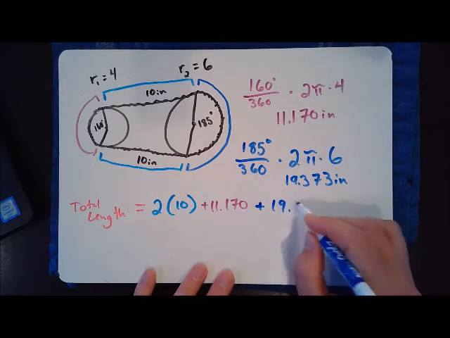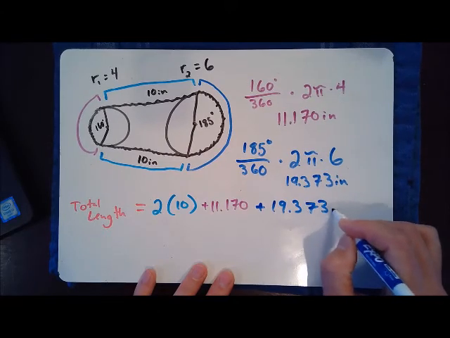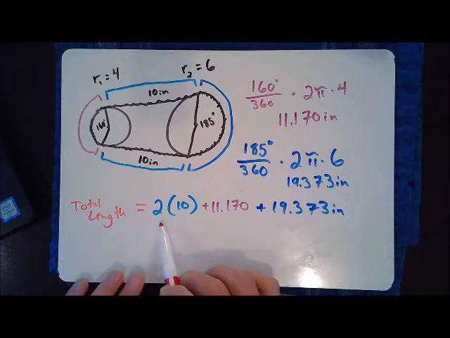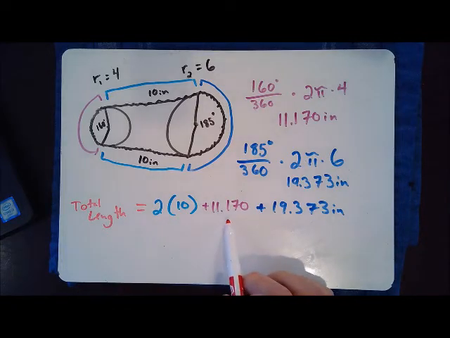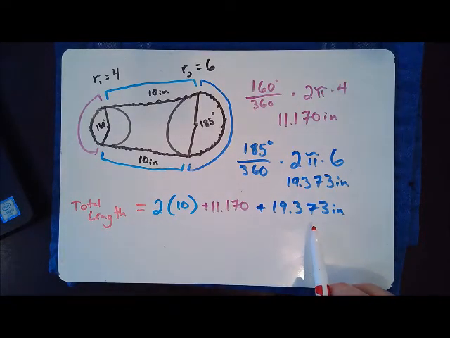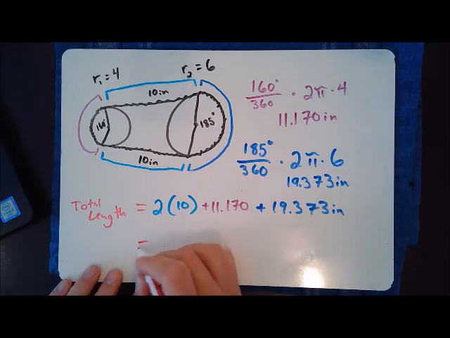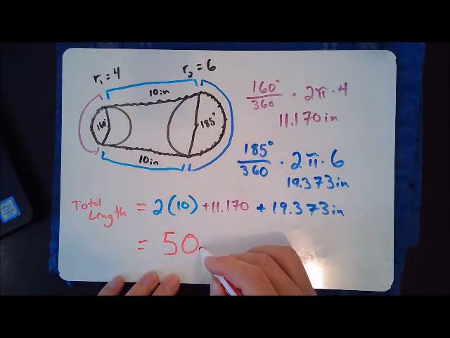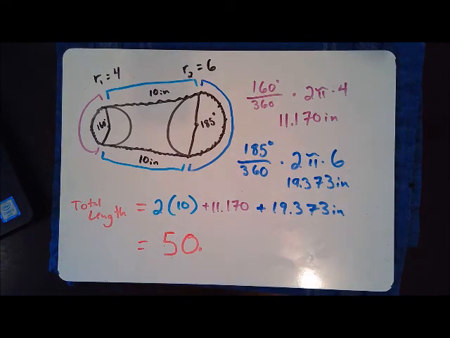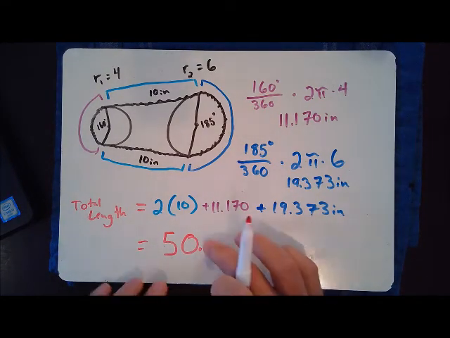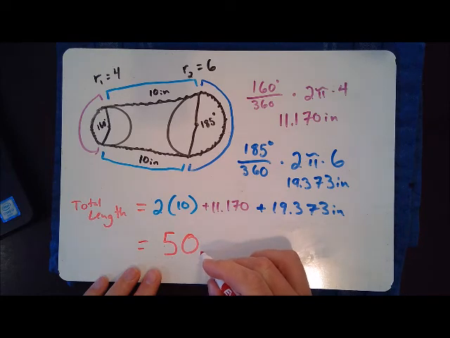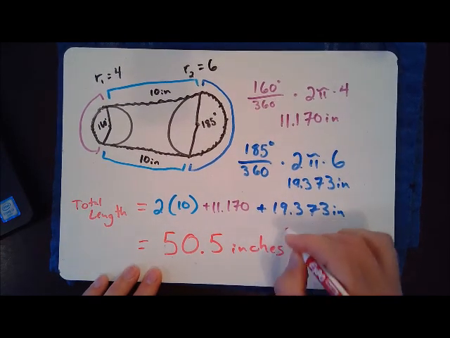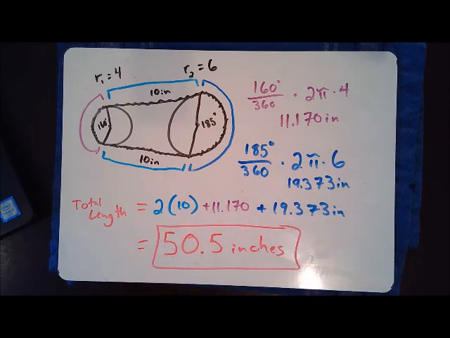Total length, I add 19.373 inches. I combine all, technically 4 of those parts: the 2 straightaways, the smaller curved portion, and the larger curved portion, and I get a total chain length of 50. They asked me to round to the nearest tenth again, so 50.5 inches. And that's your final answer.